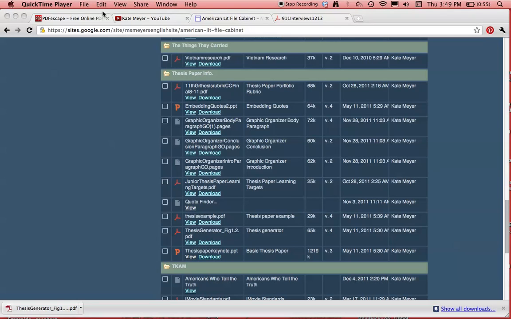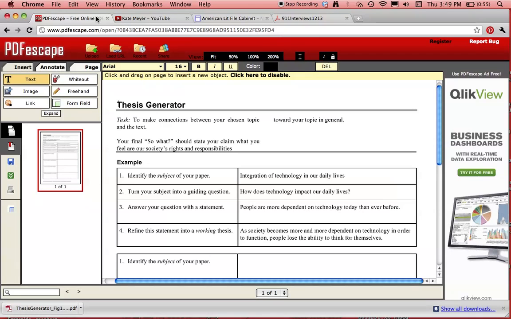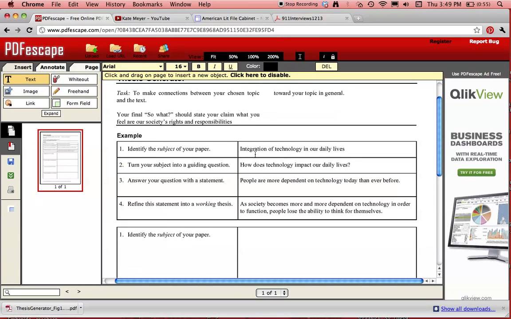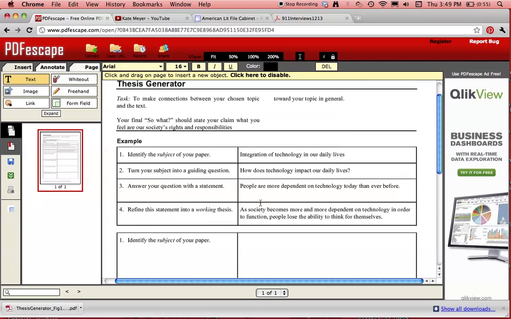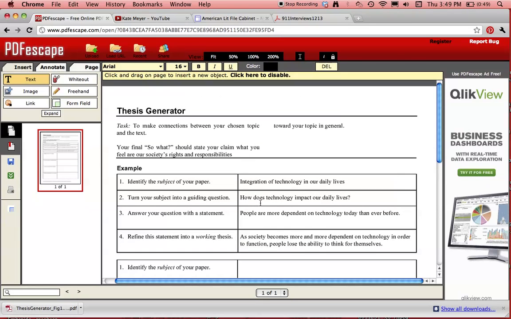I already have it downloaded into PDF Escape, which allows you to take PDFs and modify them. So you can type right in them. If you don't want to print it out and handwrite it, you would rather do it on the computer, you can use PDF Escape to do that. And I can show you how to get to PDF Escape and how to do it. It's very easy. So this is the thesis generator page.